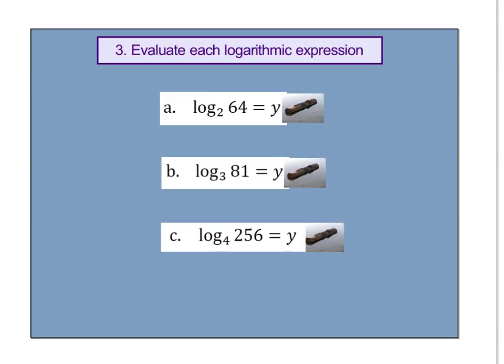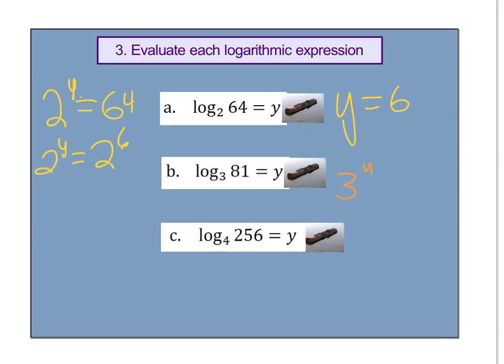So let's take a look here. If we've got 2 to the y equals 64, I want to know what power of 2 gives me 64. Well, 64 is 2 times 2 times 2 times 2 times 2, I believe it's 2 to the 5th. Nope, I was wrong. It's 2 to the 6th. So that means y is going to equal 6.